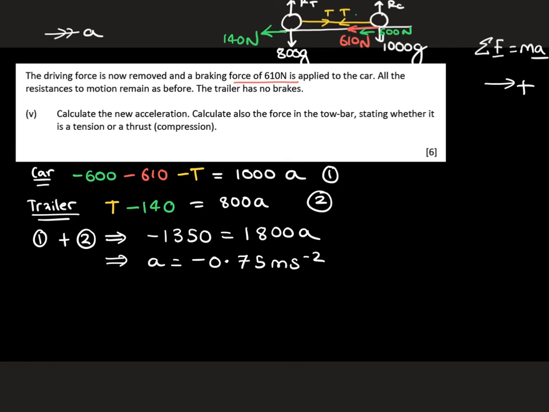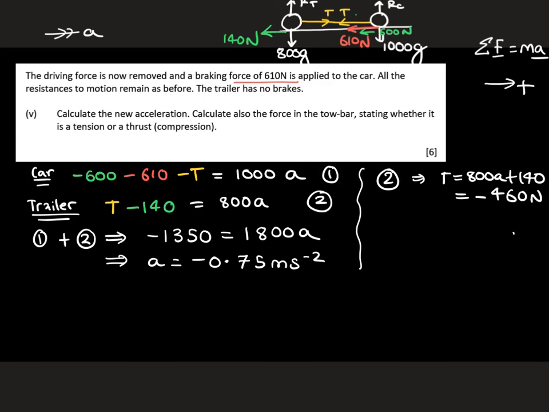Now, calculate the force in the tow bar. So in equation 2, I can see that T equals 800a plus 140. What does that give me? It gives me a value of, interestingly, negative 460 newtons. So what does this mean?